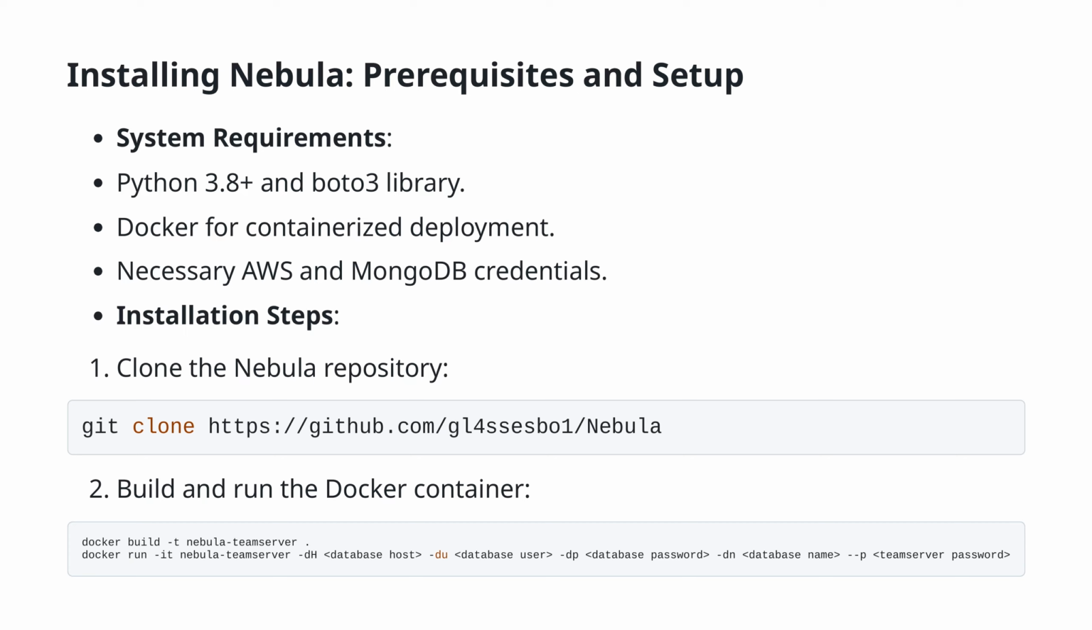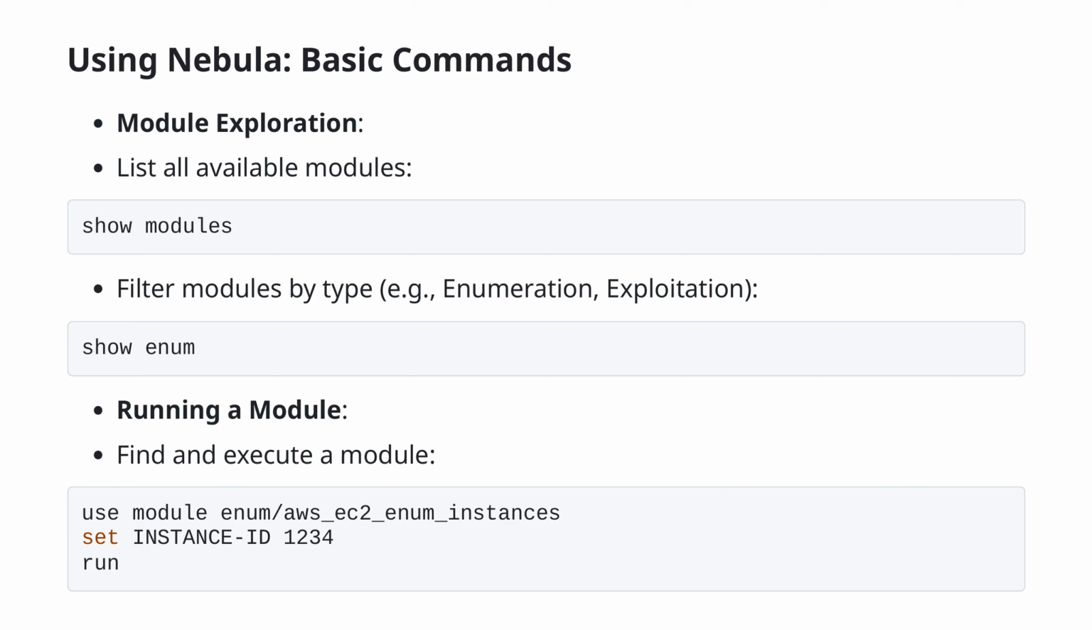After the build is complete, run the Docker container with this command: docker run -t nebula-team-server -dh database host -du database user -dp database password -dn database name -p team server password. Make sure to replace the placeholders with your actual database host, user, password, database name, and team server password. Following these steps will get Nebula up and running on your system, preparing you for the next phase of using the tool effectively.